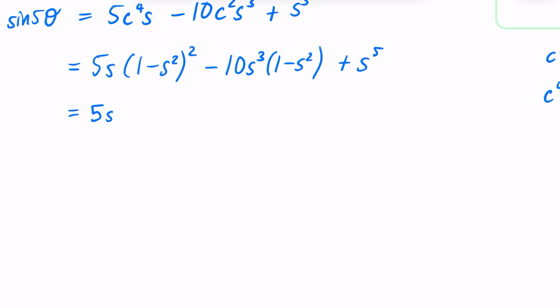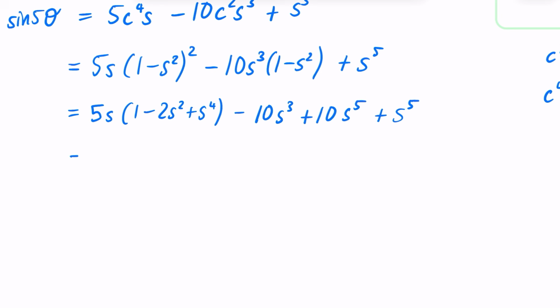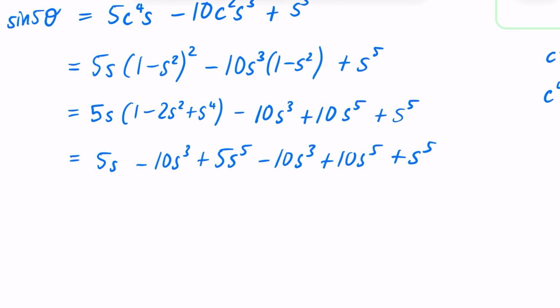So I have my 5s. This would be a 1 minus 2 sine squared plus sine to the 4. We then have for this bit a minus 10 sine cubed and a plus 10 sine to the 5, plus sine to the 5. Expanding these, it is 5s minus 10s cubed plus 5s to the 5 minus 10s cubed plus 10s to the 5 plus s to the 5. And notice how all the powers are odd powers. That's very common for sine. If it was a cosine one, we would expect the powers to be even, but basically you wouldn't expect a mixture of even and odd in these kinds of questions.